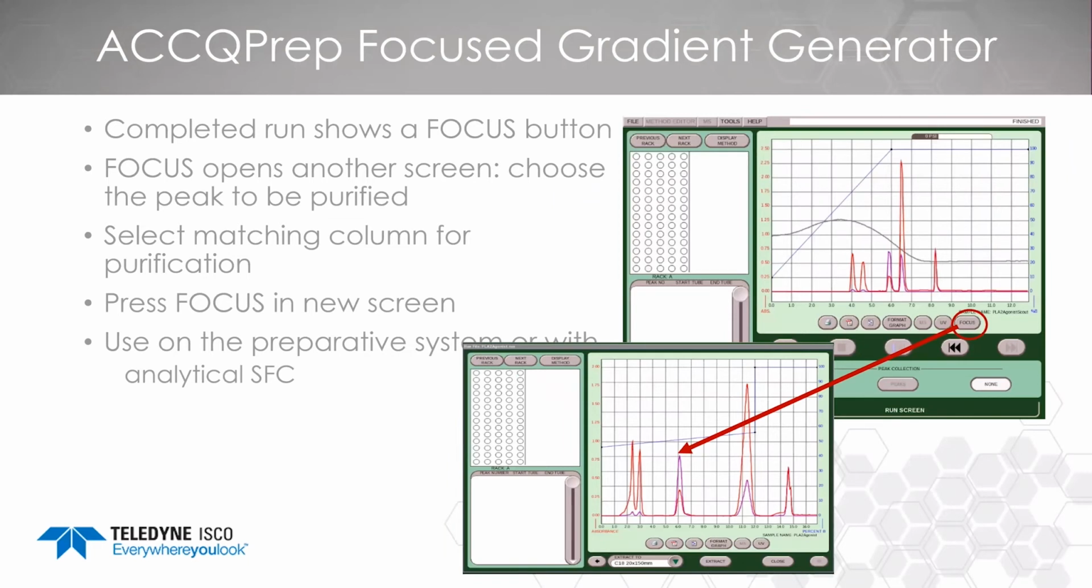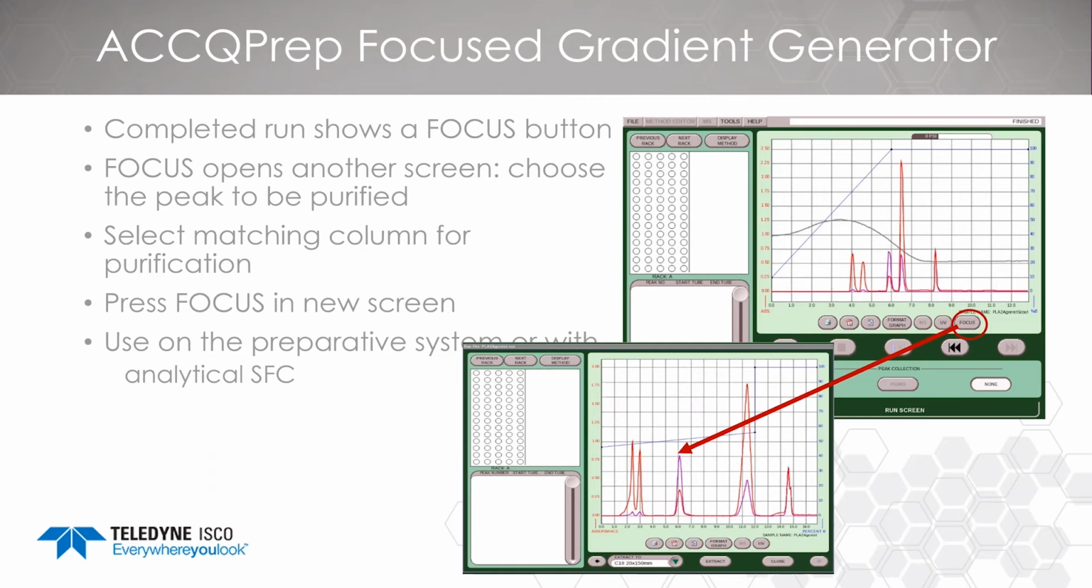The internal scouting runs on the AccuPrep SFC have all of the calibrations done for you. The target column may be the same as the one used for the scouting run, or it may be a different column of the same chemistry. Running it on the AccuPrep SFC is useful if you have a preparative column with a unique chemistry and no matching analytical columns. One would just inject a small amount of sample for the scouting run.